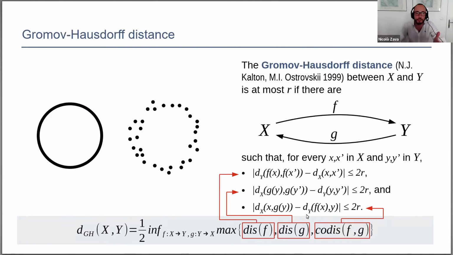So now let's consider the two pictures that I showed before. How can I construct maps? In this case, it's particularly easy. You can overlap them, and then for every point in the circle, you can send it to the closest dot of the other space. In the other direction, if you pick any point, you can project it to the circumference, to the circle. And so you have defined two maps. Of course, they are not continuous, but nevertheless, they have bounded distortion and bounded co-distortion.